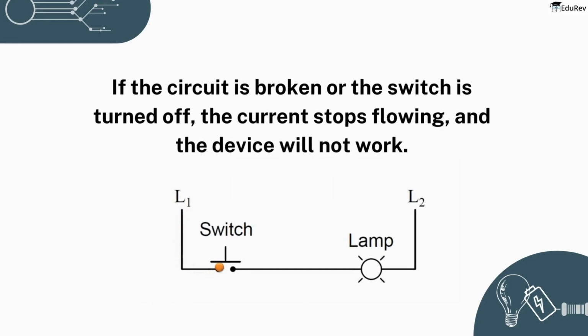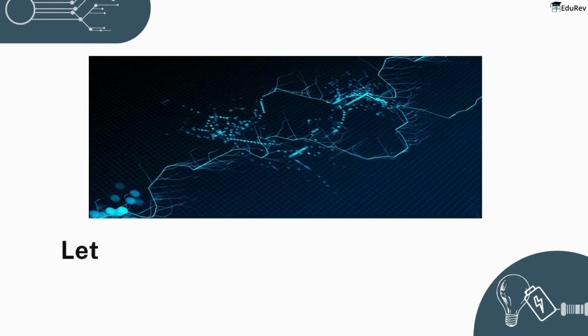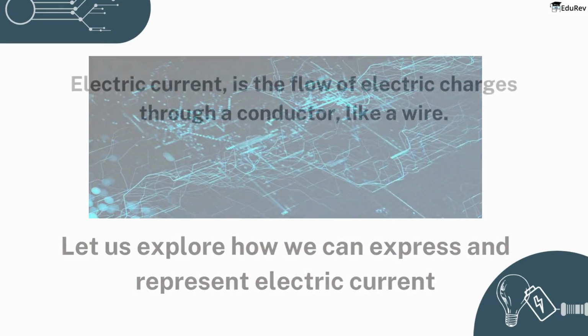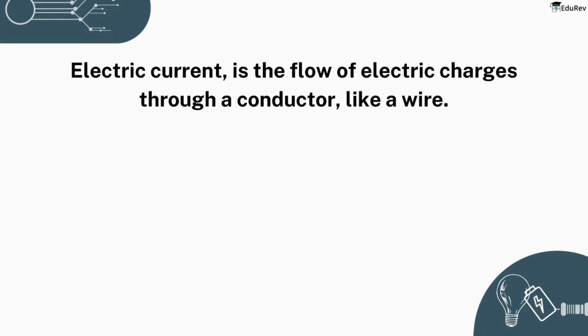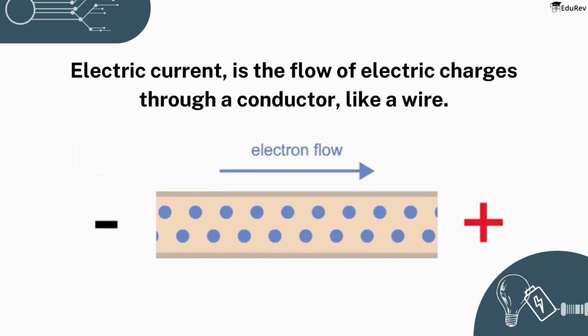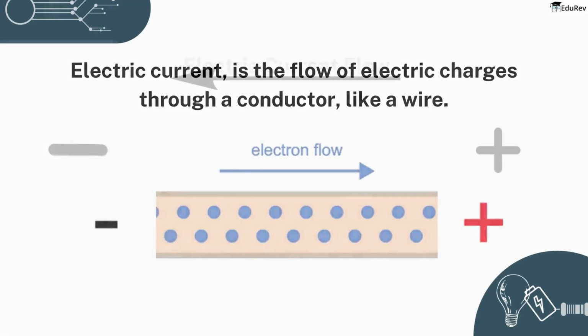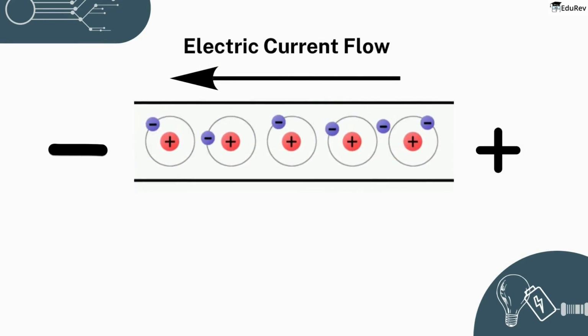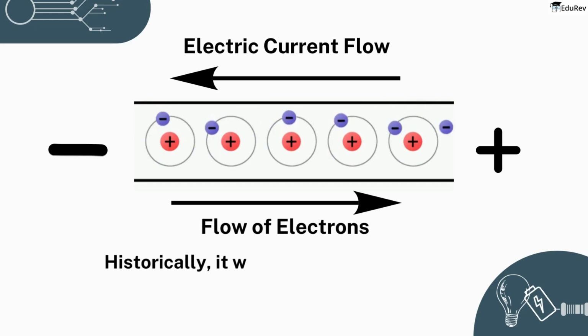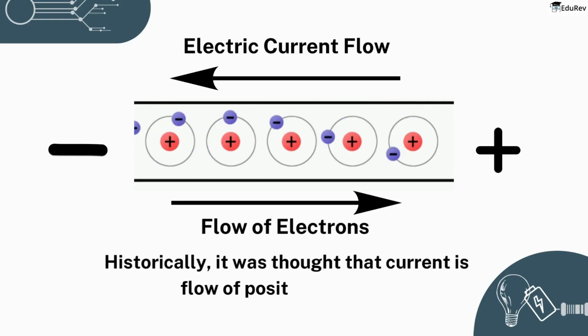Now that we have recalled the importance of electric current in our lives and its connection to natural patterns, let us explore how we can express and represent electric current. Electric current, in simple language, is the flow of electric charges, usually electrons, through a conductor, like a wire. The direction of electric current is considered to be opposite to the direction of the flow of electrons, so, historically, it was thought that electric current is the flow of positive charges.